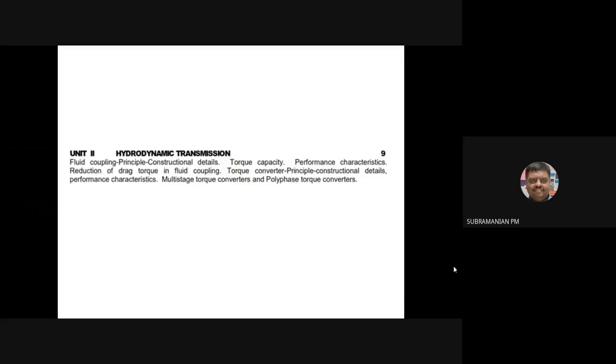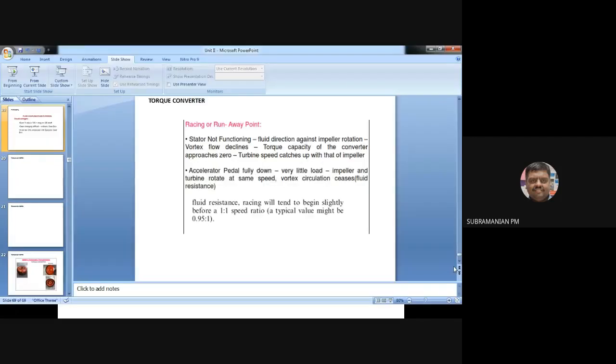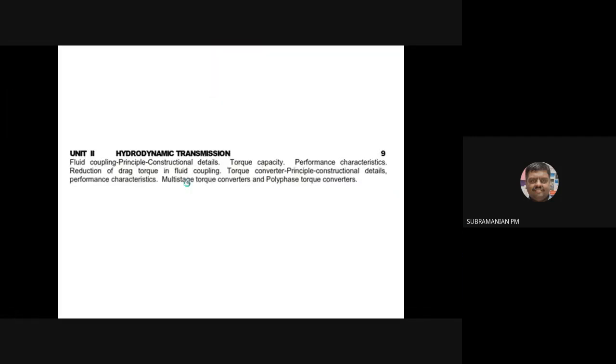See, last class I started hydrodynamic transmission. In unit 2 you'll be studying fluid coupling and torque converter. What do you mean by fluid coupling and torque converter? We have seen in the last class that a fluid coupling is like a clutch, but it is operated hydrokinetically. That is, hydrokinetics will come into the picture. You'll be using hydrokinetic energy, getting the energy from fluid.